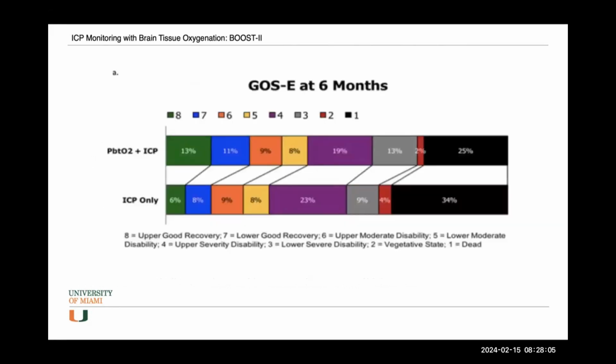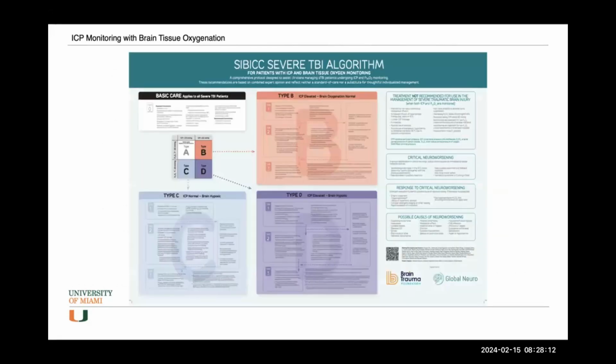So this led to an increased argument for utilizing PbtO2 monitoring, and it led to now a phase 3 trial. But before I talk about that, this issue of brain tissue oxygen monitoring led to an updated guideline from the Seattle Trauma Consortium, which is called the SIBICC guideline, which now creates an algorithm for gauging between ICP issues and brain oxygenation issues.